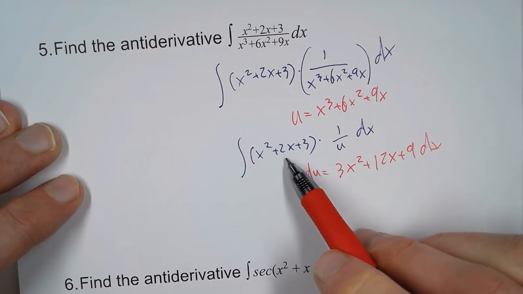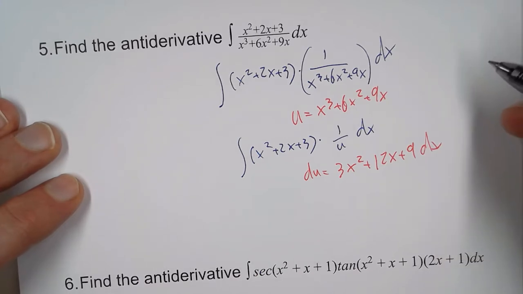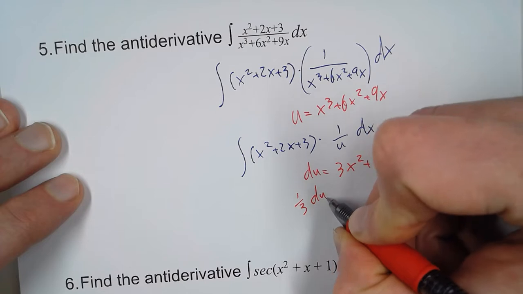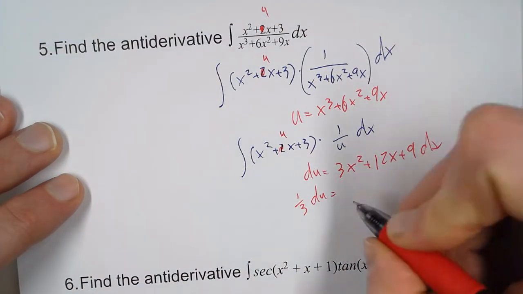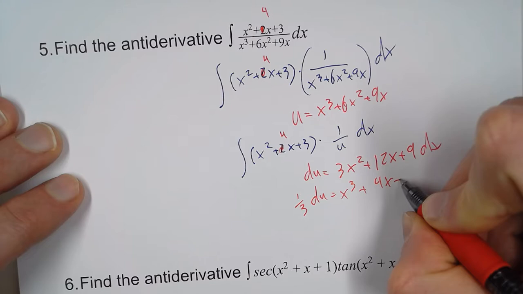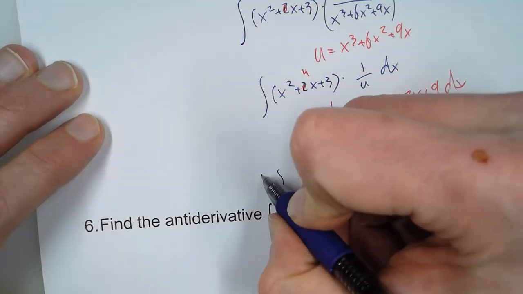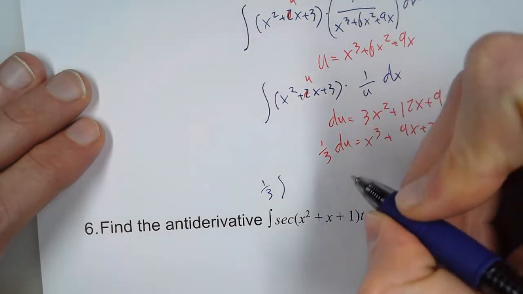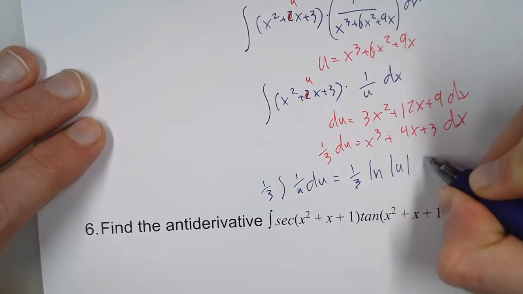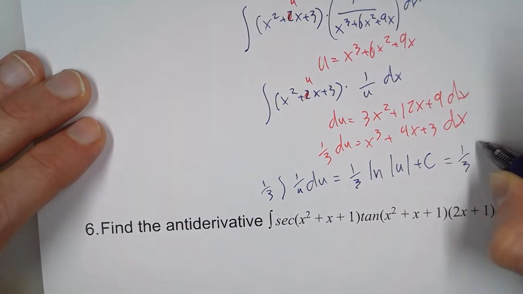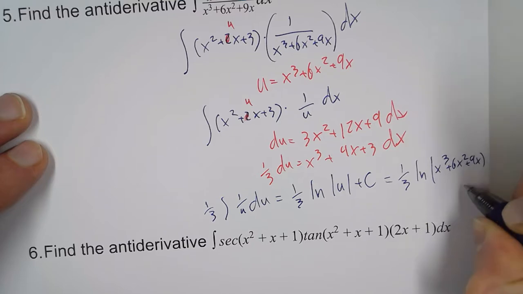Now we want x squared plus 2x plus 3. So everything here is 3 times too large. So I'm going to put 1/3 du, and actually that should be a 4. There we go. x cubed plus 4x plus 3 dx. So now we make that replacement with the 1/3 out front. So 1/3 times 1 over u du. So that's 1/3 ln of absolute value of u plus c, which is 1/3 ln of x cubed plus 6x squared plus 9x plus c.